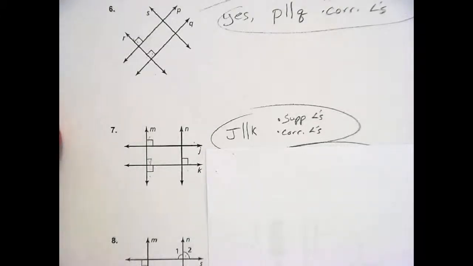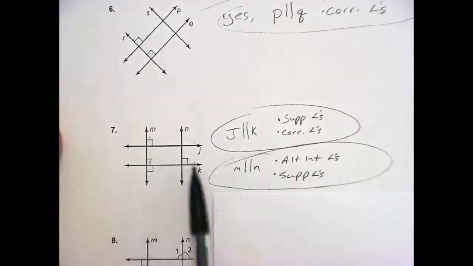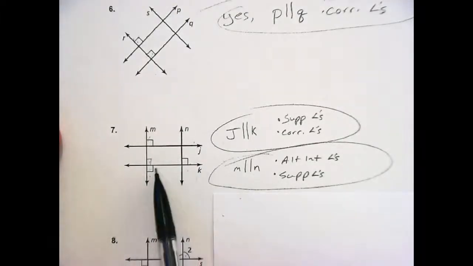Drew? Okay, M is parallel to N because of alternate interior angles and supplementary angles. So alternate interior, and then those are supplementary. That would work as well. Good job. Assuming all right angles are congruent on them, right?